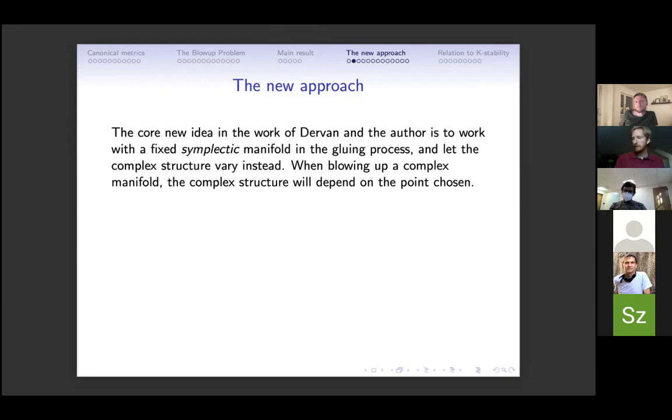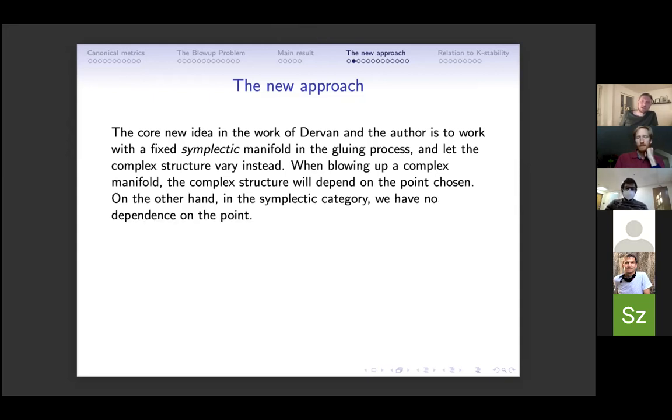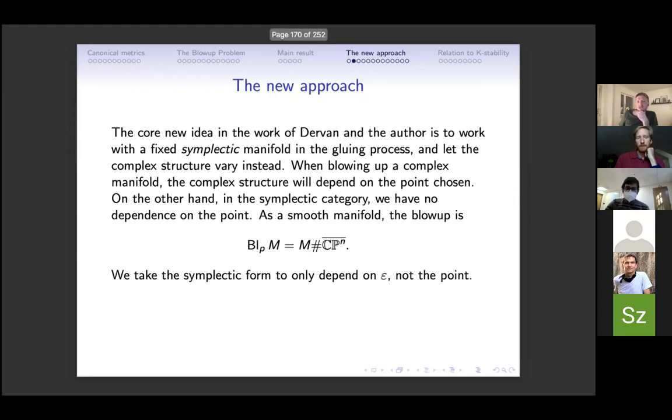So an easy example is blowing up 3 points in a line on P2 versus blowing up 3 points in general position. Those complex structures will not be biholomorphic. But as a smooth manifold, it's always the same, and in the symplectic category as well. So as a smooth manifold, the blowup is just a connected sum of M with CPN with the opposite orientation. And so we're going to think of it in this way, that we're always having the same smooth manifold.